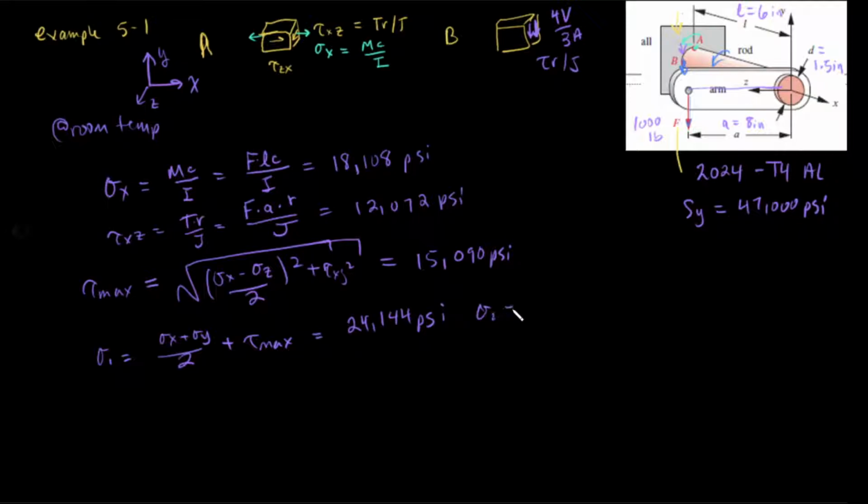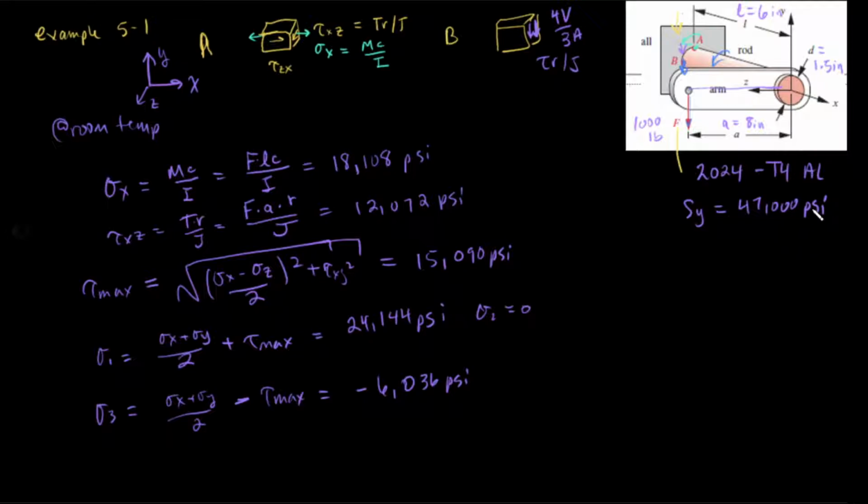Sigma 2 is 0 because we have a plane stress state, and then sigma 3 is going to be the center of the circle, sigma x plus sigma y over 2, minus the radius, which is tau max. When I say radius, I'm talking about the radius of Mohr's circle. And that is equal to minus 6,036 psi.